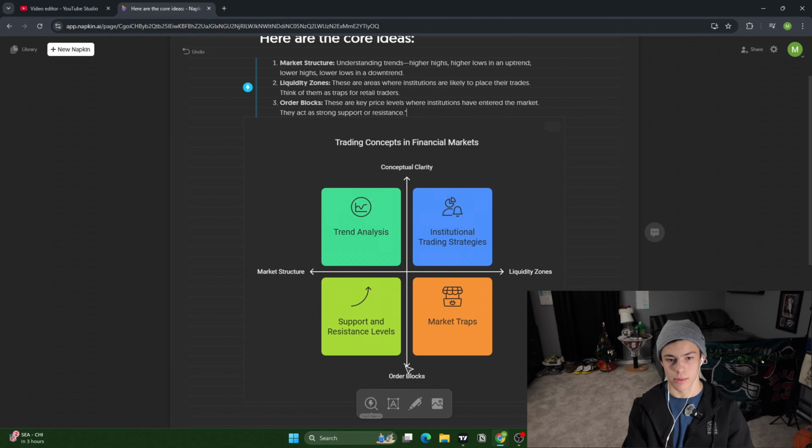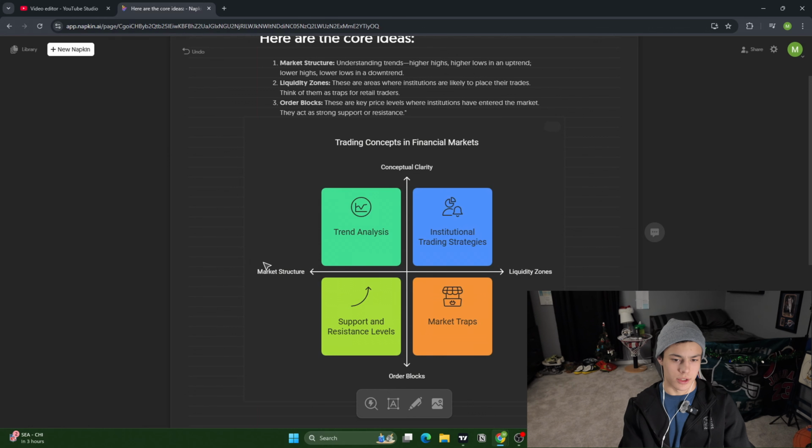And down at the bottom here, we have order blocks. These are key price levels where institutions have entered the market, and they act as strong support or resistance depending on if they're bearish or bullish. So we can see liquidity zones and order blocks can tend to act as market traps. Market structure and order blocks play off support and resistance.